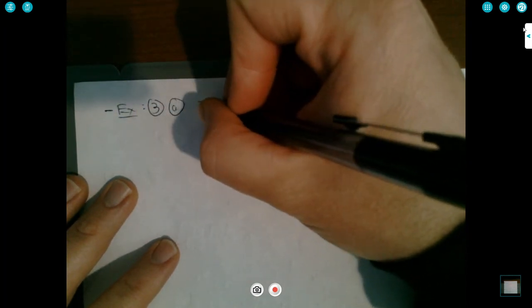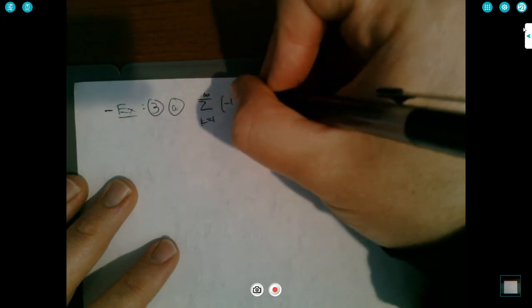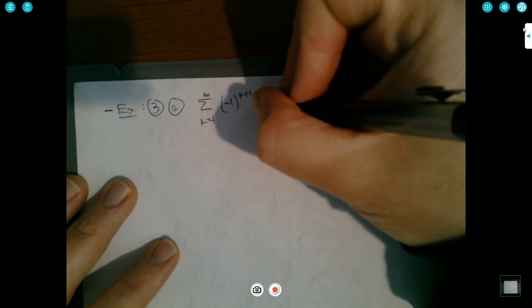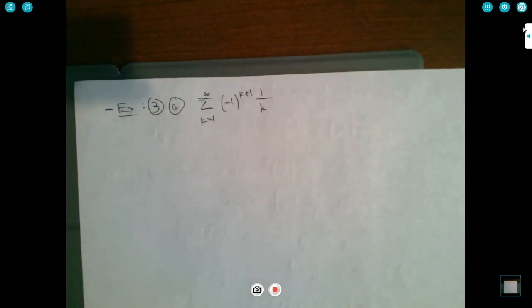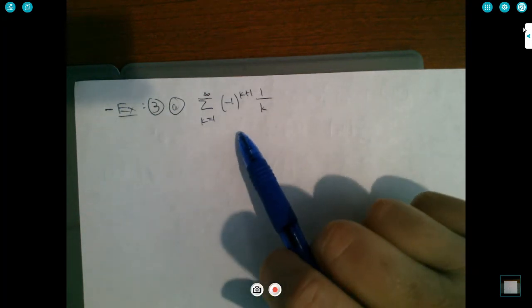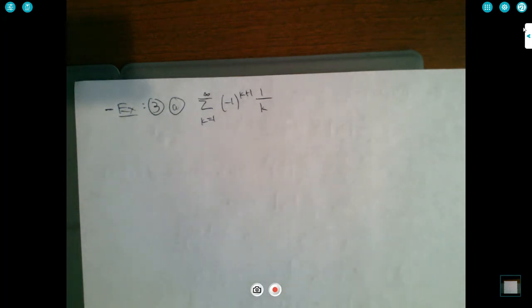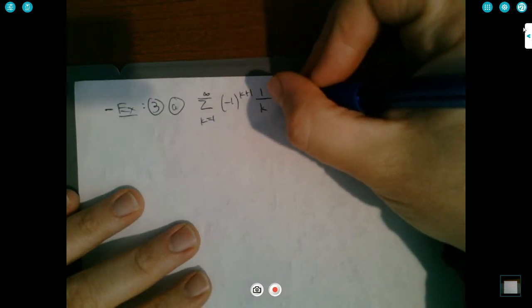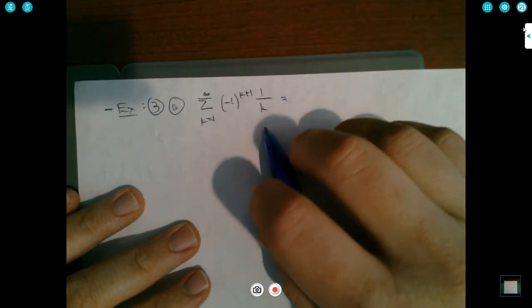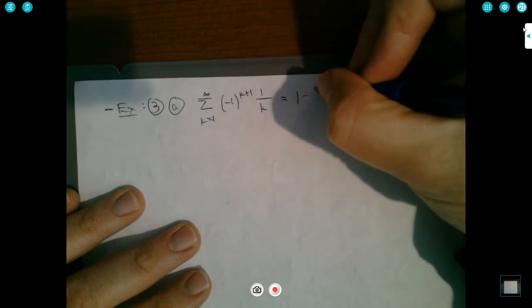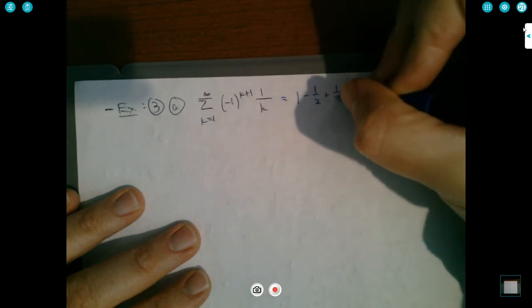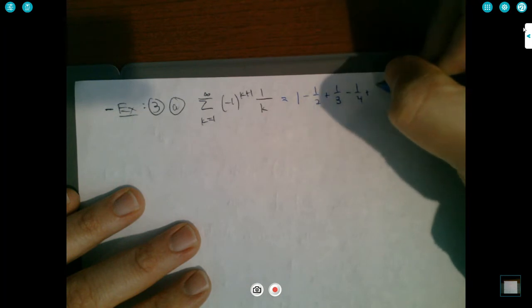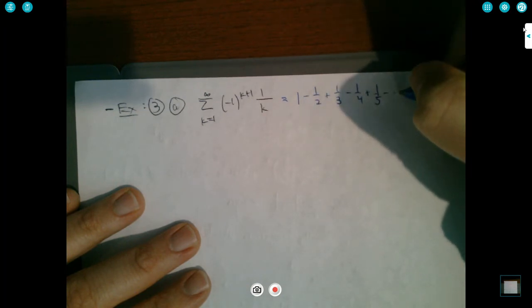Okay, so let's look at the sum from k equals 1 to infinity of negative 1 to the k plus 1 times 1 over k. Now, actually, we already looked at this thing. It's just that we actually wrote out the terms. So this was example 1b, right? This is just when k is 1, this is a positive, and we get 1. When k is 2, we get negative 1/2. When k is 3, we get positive 1/3, and so forth. So we've already looked at this series.